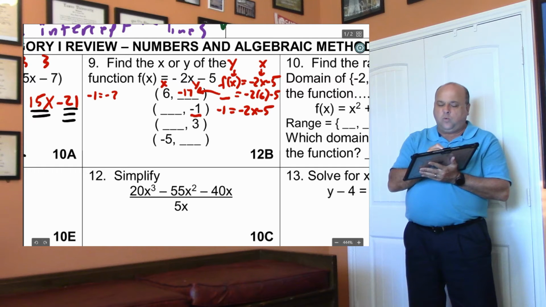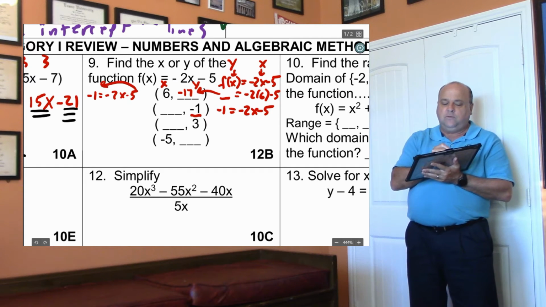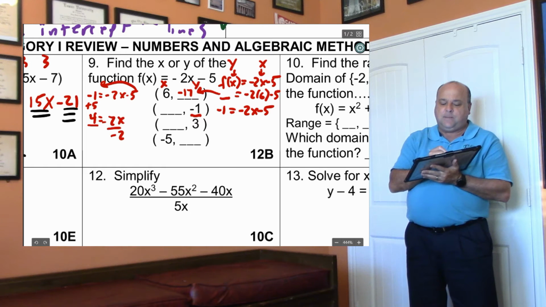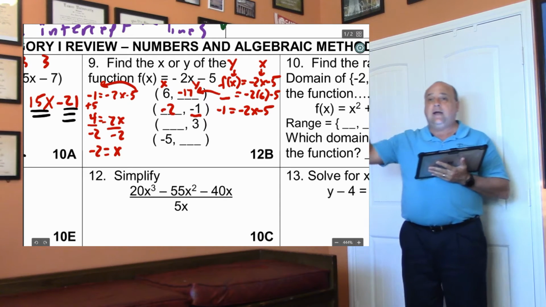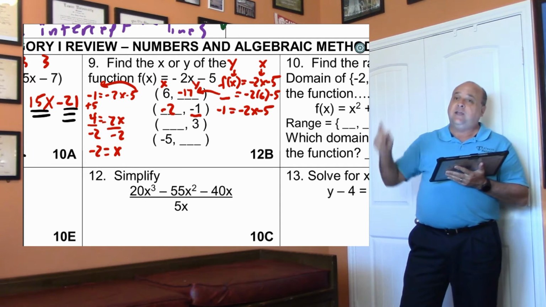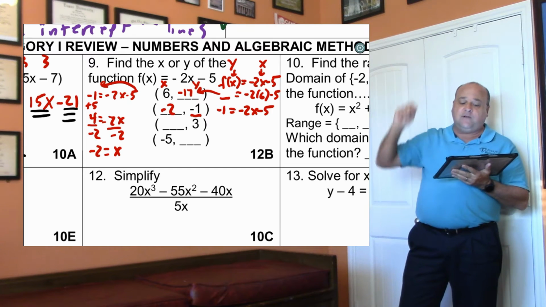And some of y'all are like, what? So you would move the 5 over. You would get 4 equals -2x. And then divide by -2, you would end up with -2 equals x, wouldn't you? So if they give you the y, you've got to solve for the x. If they give you the x, you just plug it in and you find your y.